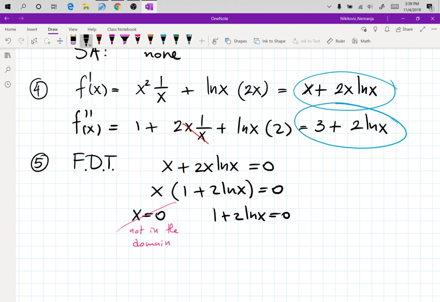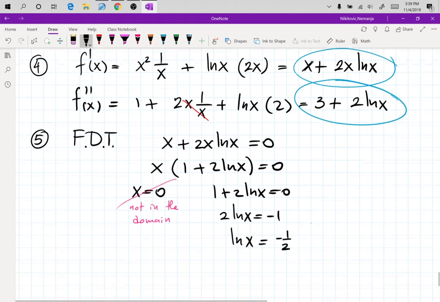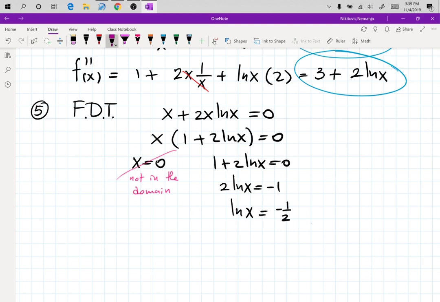The second one, we have 2 ln x equals negative 1, so ln x equals negative 1/2. And when you exponentiate both sides to kill off the ln, you get that x is equal to 1 over square root of e, because a half is the root, and the negative sign puts it in the denominator.